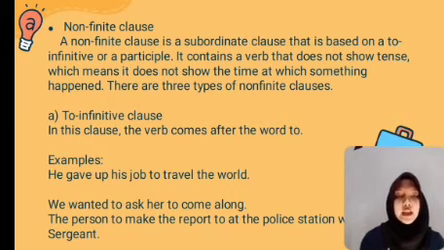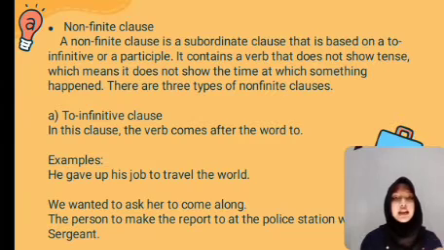And the second example is we wanted to ask her to come along. To ask, as the verb comes after the word to. And the last example is the person to make the report to at the police station. To make: the verb comes after the word to.